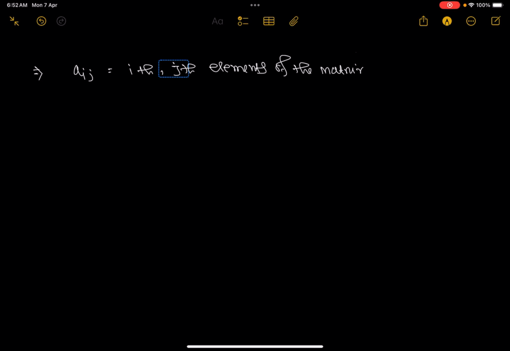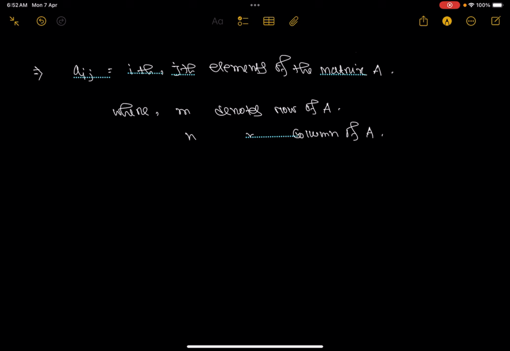Where A of ij is an element of the matrix, the ith row and jth element of the matrix A, where M denotes the rows of A, N denotes the columns of A. So what do we know from this information?